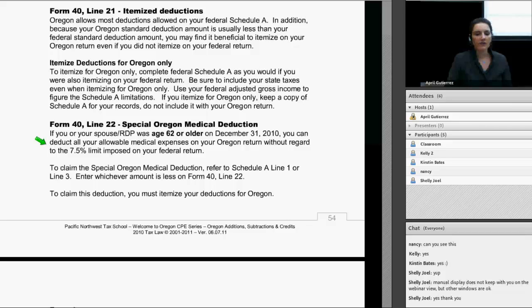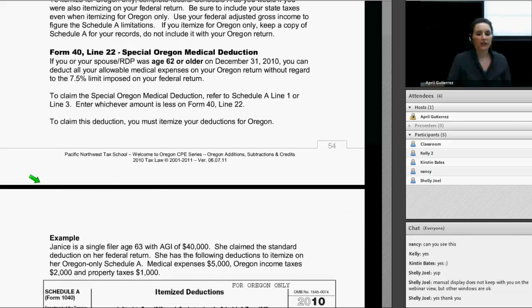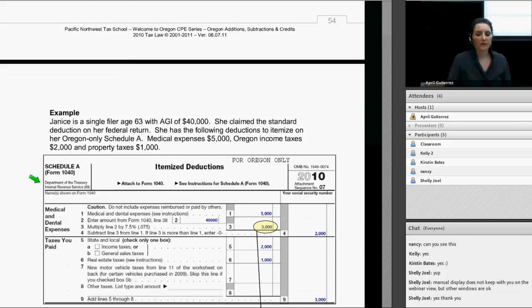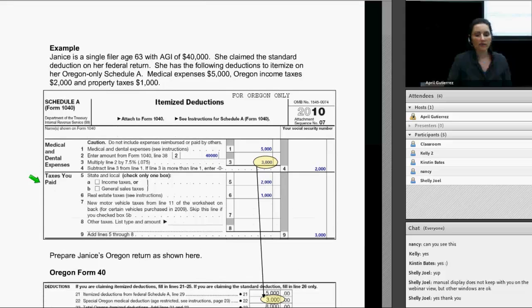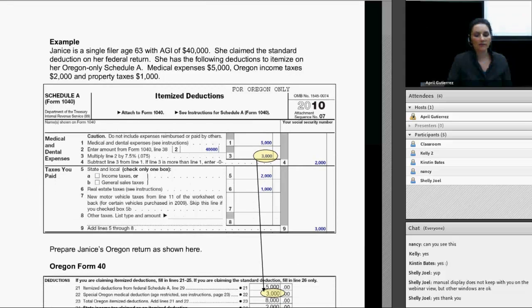If you or your spouse or RDP was age 62 or older on the last day of the year, you can deduct all of your allowable medical expenses on your Oregon return without regard to the 7.5% limit imposed on your federal return. To claim the special Oregon medical deduction, refer to Schedule A line 1 or line 3. Whichever amount is less is the number you enter on line 22 of Form 40. To claim this deduction, you must itemize your deductions for Oregon. So I've done an illustration for you of how this works.